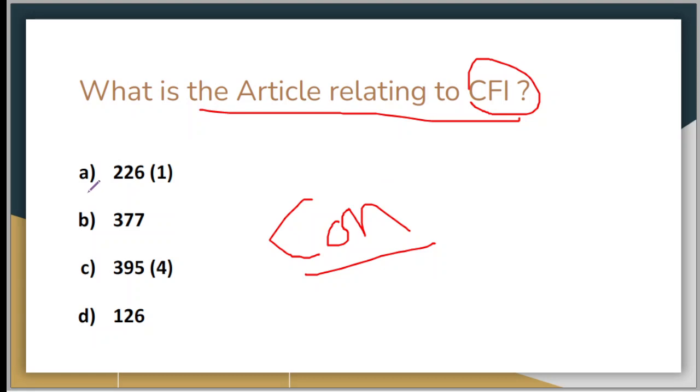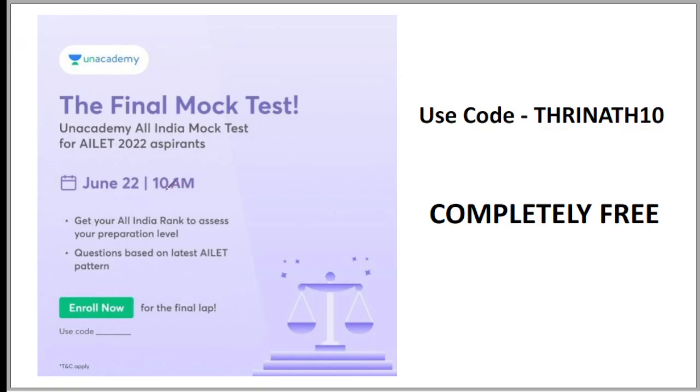Your option A is Article 226. Your option B is Article 377. Option C is Article 395 Clause 4. And your option D is Article 126. The correct answer is, of course, option A, which is Article 226 subclause 1. So your next question will be after this promotional slide.